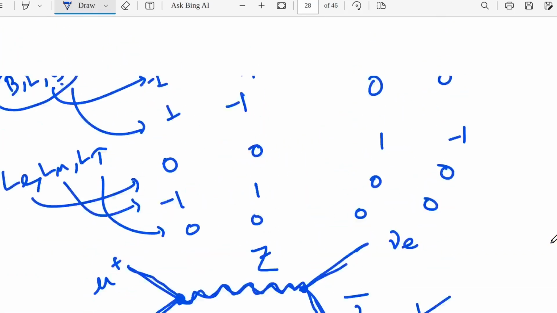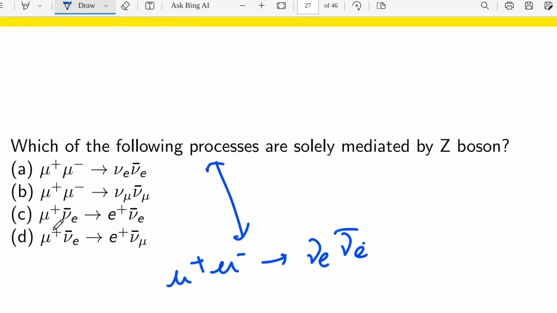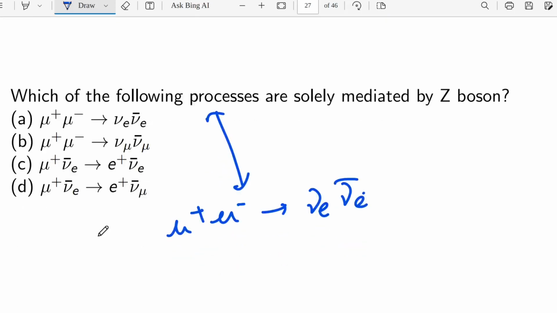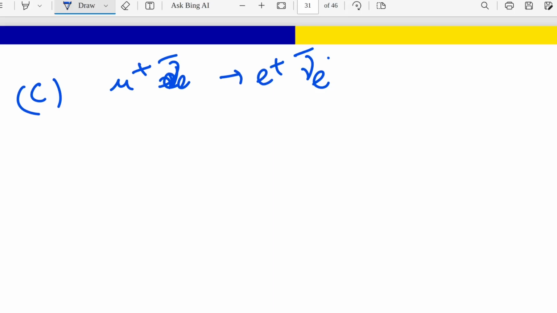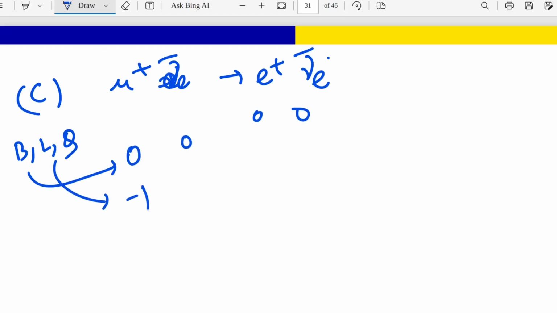Okay, now coming to option C. What is option C? The C option is, let's say, mu plus to mu e bar, e plus mu e bar. Okay, so in that question, just quickly we will talk about the B, L, Q view. B is 0 0, all are 0. L is minus 1, minus 1, minus 1, minus 1, that is also fine. Q is 1 0 1 0, that is fine.